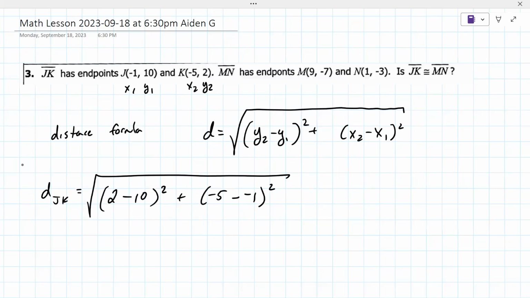2 minus 10, what does that become? It's negative 8. It doesn't matter because you're squaring it, but it does matter just in terms of you want to make sure you're doing the right thing.